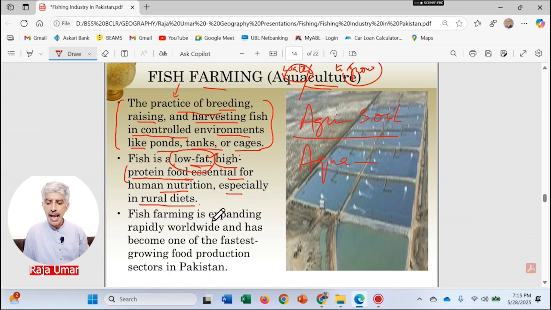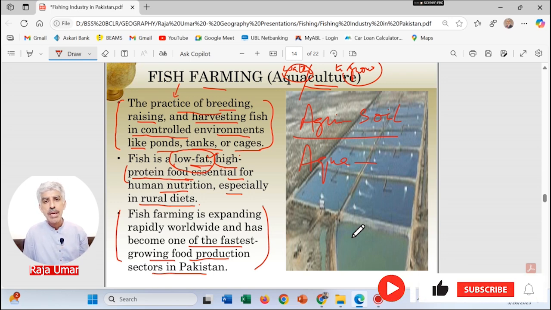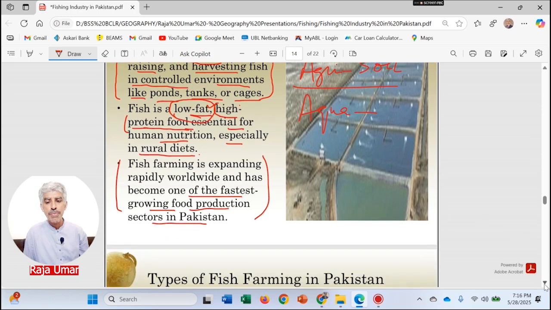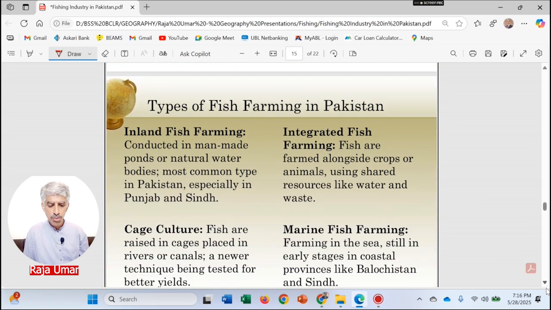Fish farming is expanding rapidly worldwide and has become one of the fastest growing food production sectors in Pakistan. Now people have started thinking that this is an easier way to earn a lot of profit and generate a lot of revenue. So people are switching their agricultural farms into aqua farms. They have started growing fish there, as they believe they might earn better than if they were growing crops. They believe that crops are not very beneficial for them as far as profit earning is concerned. So, the types of fish farming in Pakistan.